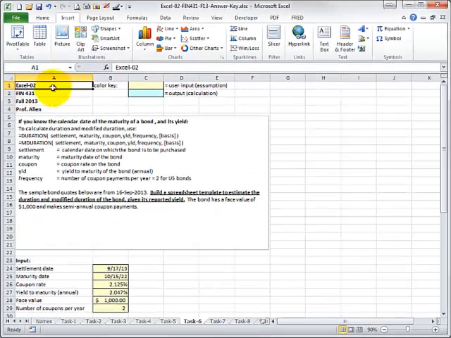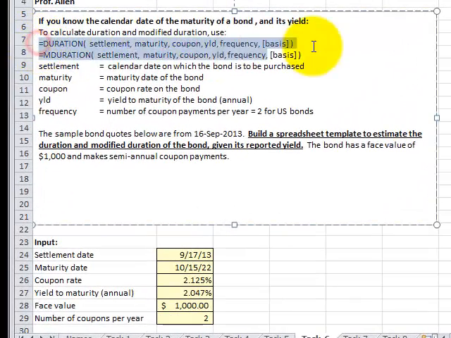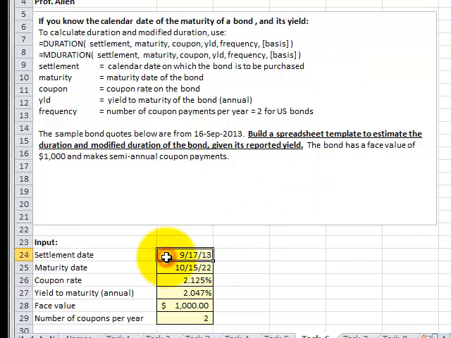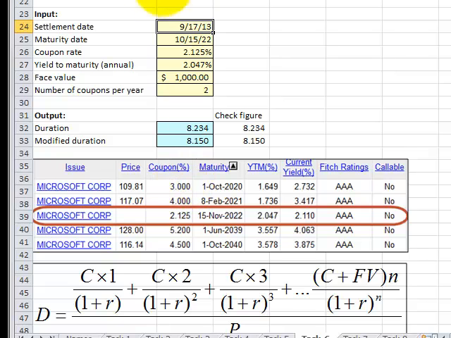This is task number 6. It's identical to task number 5, except now we already have the yield on the bond instead of its price. We're going to use the duration and mDuration functions to calculate the durations of the bond. We have the same set of input parameters, as in the prior examples.